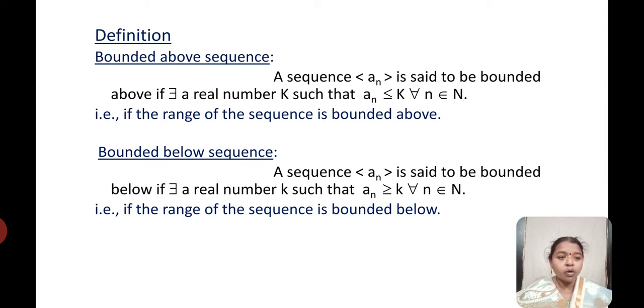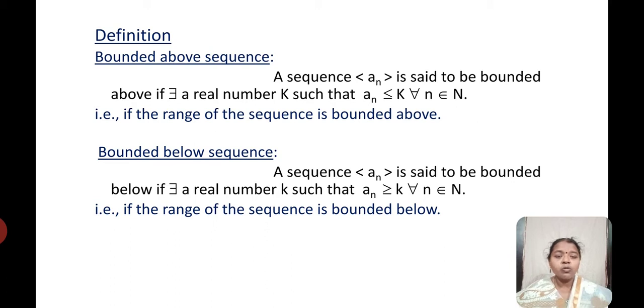Now, before seeing what is a bounded sequence, let us study what are bounded above sequence and bounded below sequence. The first one which we would be discussing is bounded above sequence. A sequence a_n is said to be bounded above if there exists a real number capital K such that a_n is less than or equal to capital K for all n belongs to natural numbers. That is, if the range of the sequence is bounded above. So this was the condition for bounded above sequence.